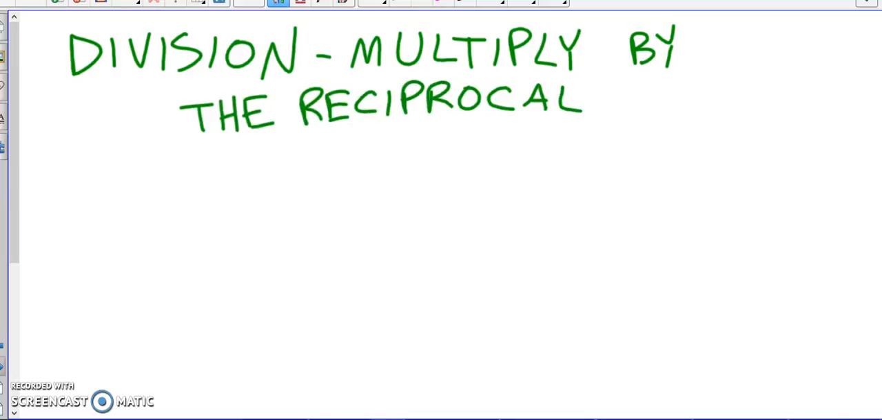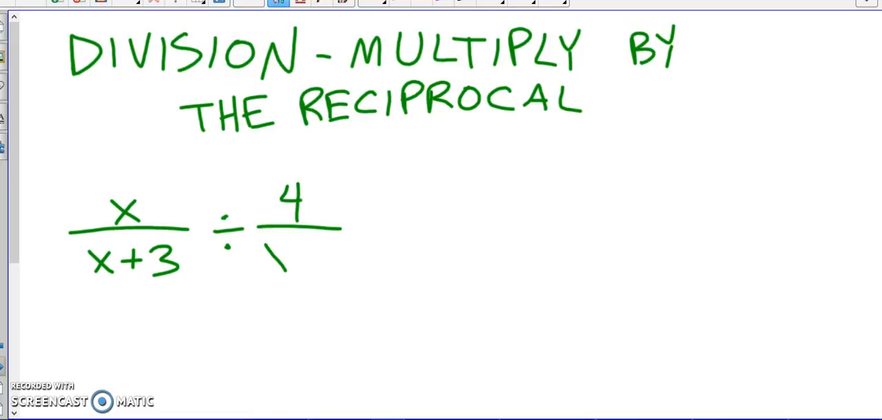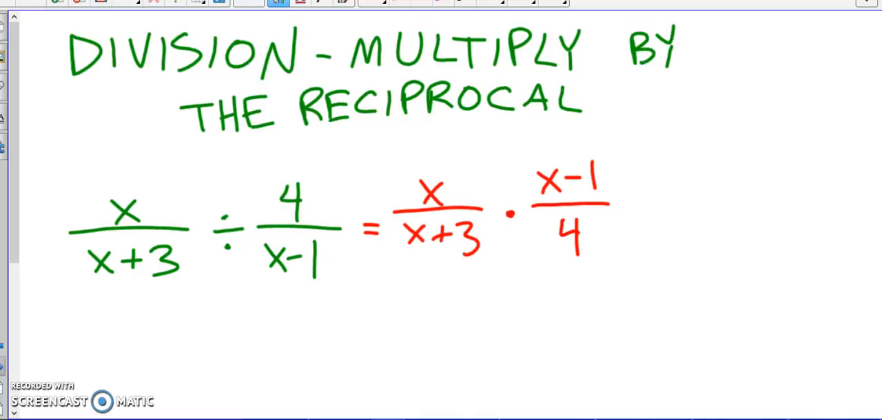All right. So let's say I have x over x plus 3 divided by 4 over x minus 1. So how that works is I'm going to keep the first fraction, change to multiplication, and flip the second fraction. Can I cancel anything here? The answer is a resounding no. I can't cancel these x's here.